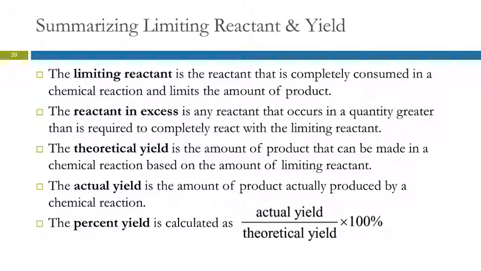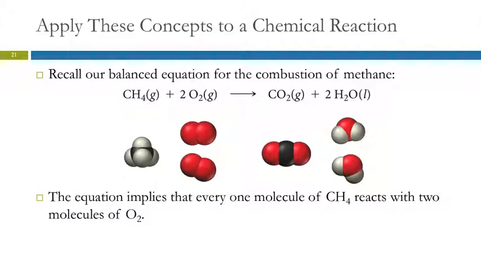This is kind of a nice summary slide. It's got all the words: limiting reactant, the reactant in excess, the theoretical yield, the actual yield, the percent yield. All just kind of defined for you right there. So let's apply this to a chemical reaction.